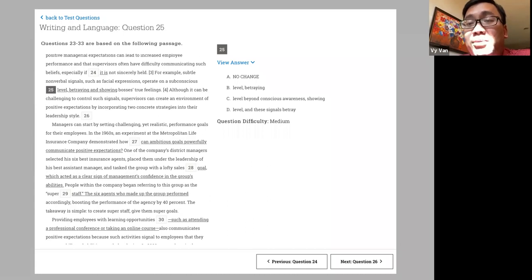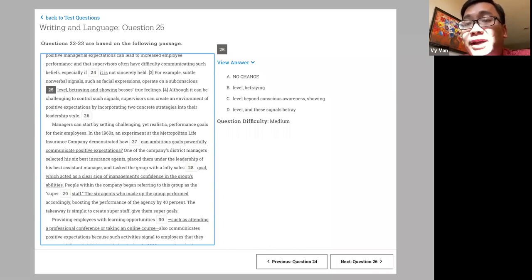For example, subtle nonverbal signals such as facial expressions operate on a subconscious level, betraying. So if the beliefs were not held, right? So for example, subtle nonverbal signals, so facial expressions operate on a subconscious level. You want to betray the boss's true feelings. You don't want to show the boss's true feelings. So it's not A, because the beliefs were not held. So something opposite, right? So I think it's B.